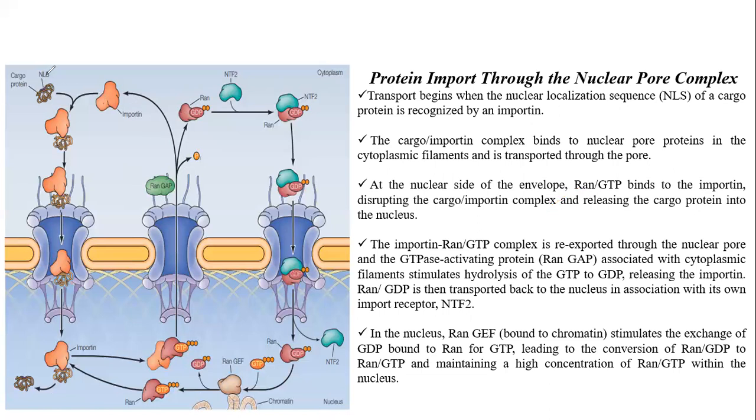Importin goes and binds to the NLS part of your cargo protein. It goes inside and the cargo is released. The cargo goes to do its work for gene expression. Importin needs to be taken out.